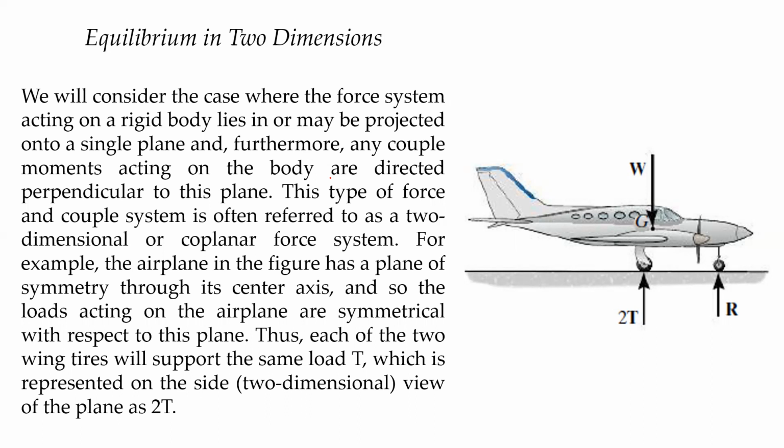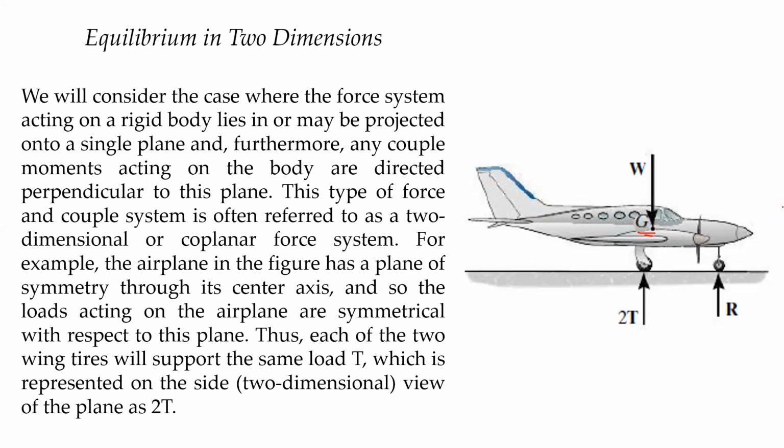For example, the airplane on the right has a plane of symmetry through its center axis, represented here at G. So the loads acting on the plane are symmetrical with respect to this plane. Thus, each of the two wing tires will support the same load, which is T, represented on the side view as 2T.